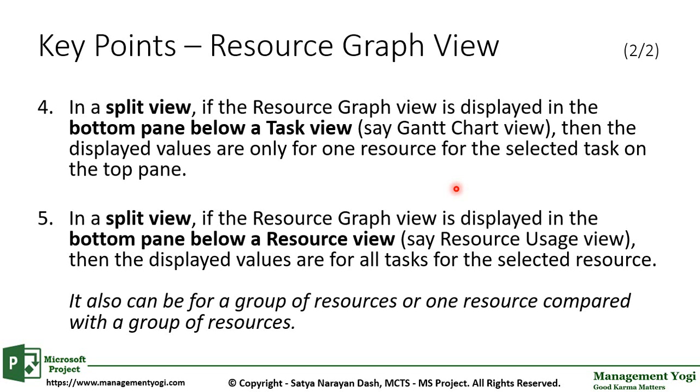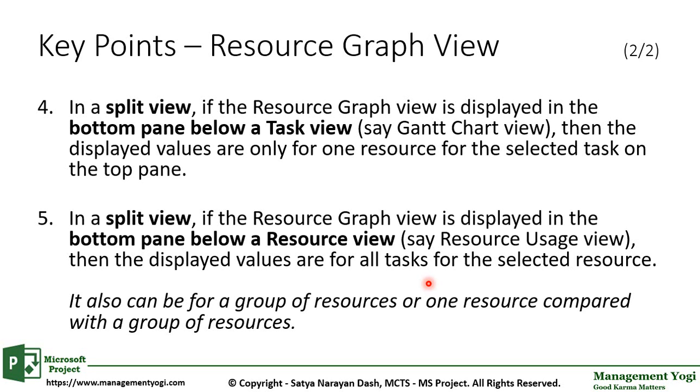Key point 5. In a split view, if the resource graph view is displayed in the bottom pane below a resource view, say resource usage view, then the displayed values are for all tasks for the selected resource. So right now it is a split view, but slightly different compared to the 4th key point. Here in the split view, on the top pane we have a resource related view, say resource usage view. And in the bottom pane, of course, we have the resource graph view.